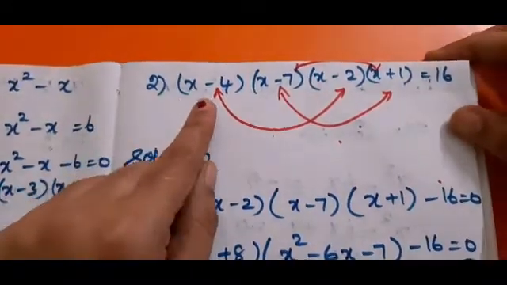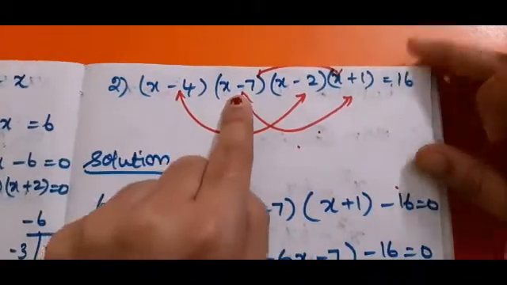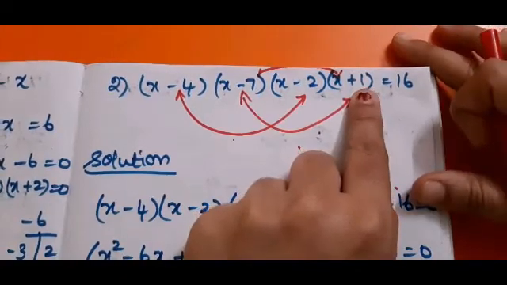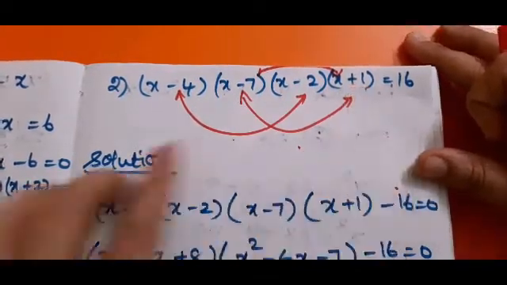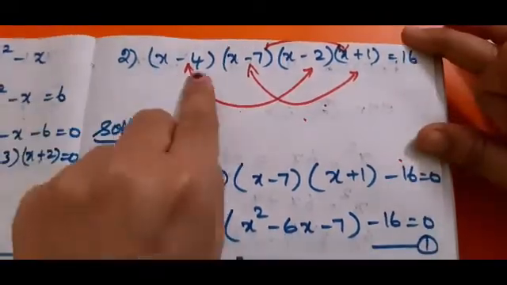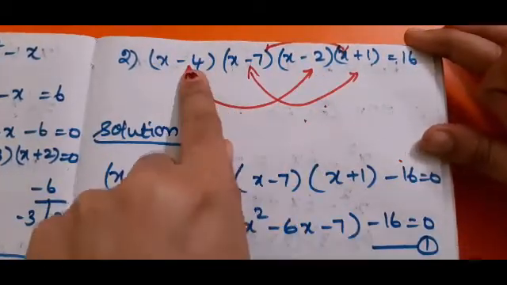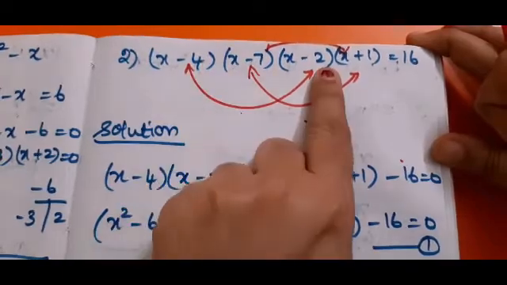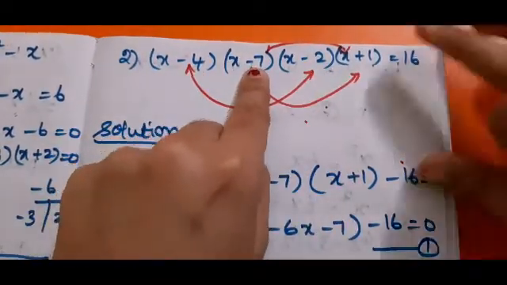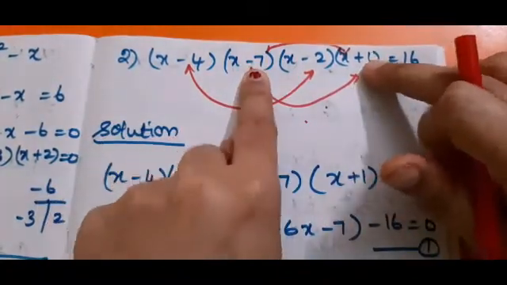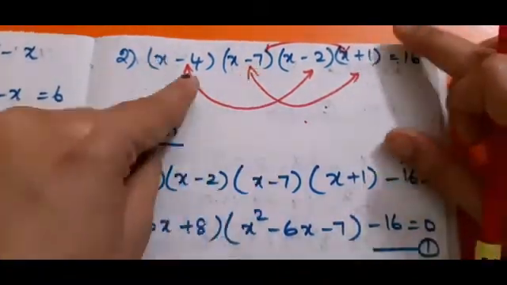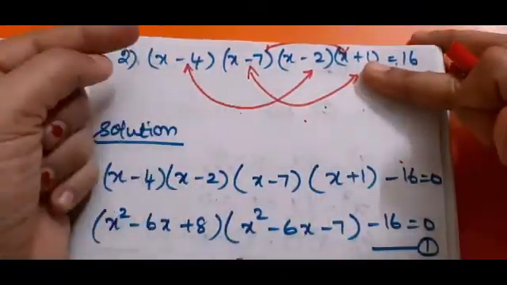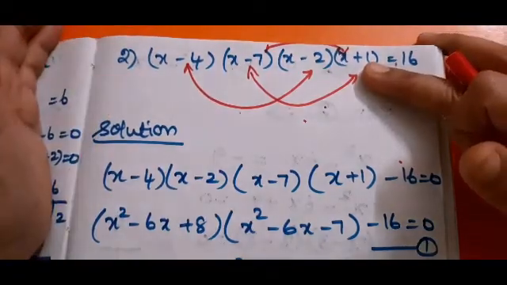Now, the second question is (x minus 4)(x minus 7)(x minus 2)(x plus 1) equal to 16. Now, first term and third term, if you add the constant terms, minus 4 minus 2, you are getting minus 6. If you add the constant terms for the second one and fourth one, you are getting minus 6. So this is the right pair: first and third, second and fourth. Any other pair you take, you won't get the same middle term.